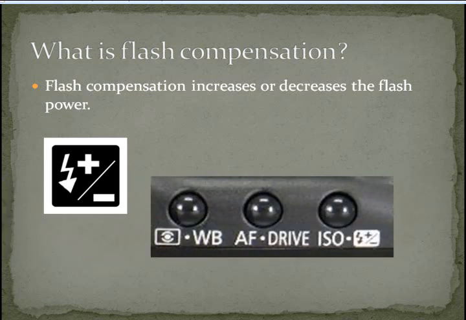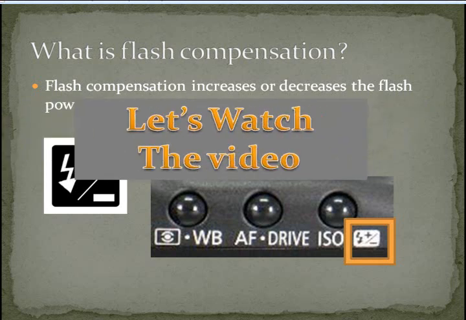You can find it on your camera. This is where it is on my Canon, and there it is. It looks like that. The Nikon might look a little different. I understand the Nikon probably has more than one setting, so get out those camera manuals and learn where it is on your camera. Of course, this shows my camera here, and we're going to watch the video now.